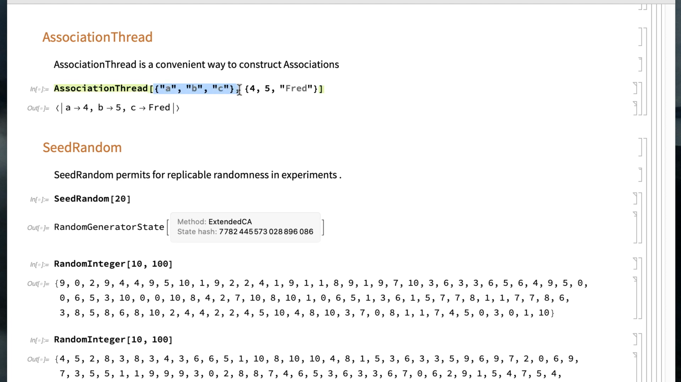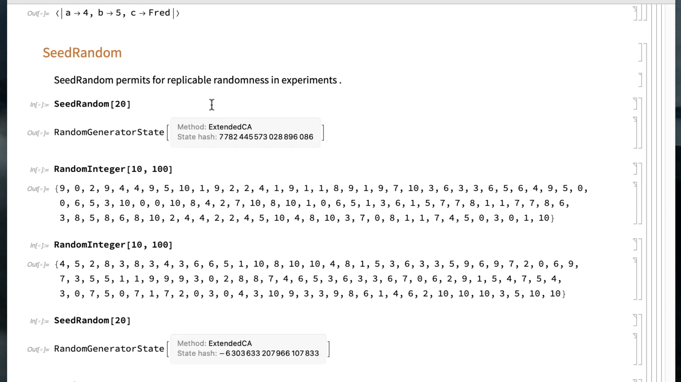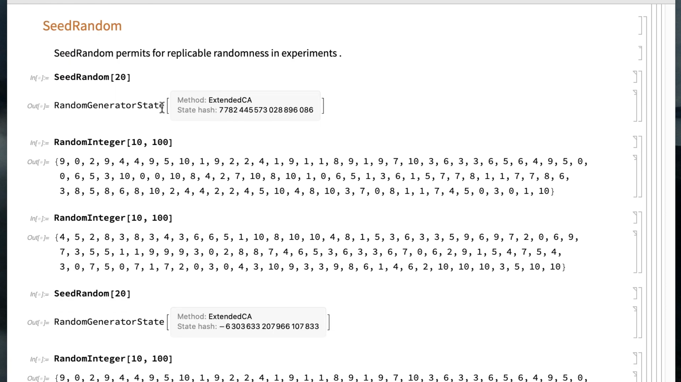Association thread, another sort of thread-like thing, but it says to make an association at the end. First argument are all the keys, second argument are all the values, and association thread stitches them together in order to form an association. Seed random. So this is a little difficult to explain, but oftentimes, especially in these notebooks, I want to be able to predict what the answer is because I want to have text that explains things.